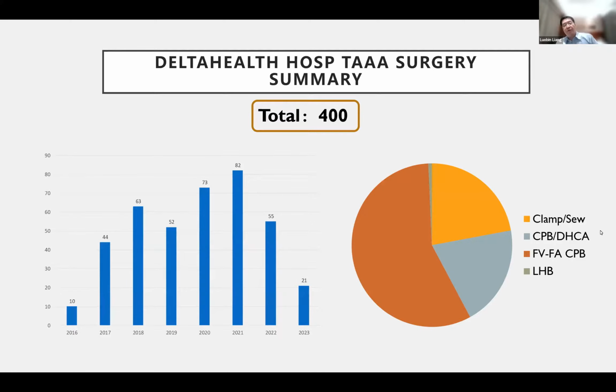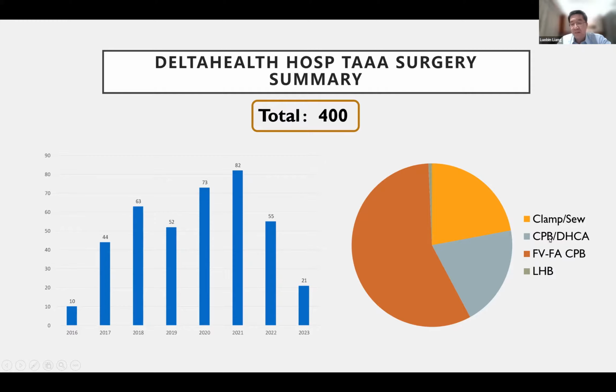This is a summary of our almost 6 years in our hospital for all the thoracoabdominal aortic surgery procedures. I calculated that to the end of last month, we have done 400 cases in total. That is our case distribution each year. Right now we're doing 70 to 80 cases a year of this kind of procedure. For 2021 and 2022, because of COVID, the case volume was a little down.